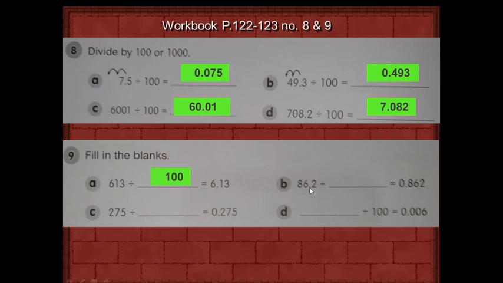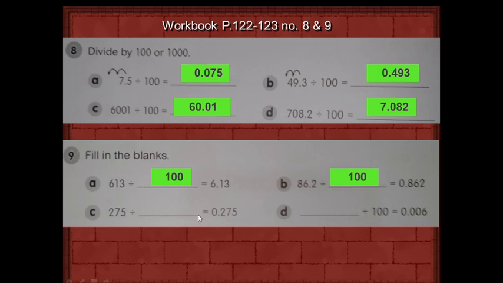Next, 86.2 is divided by what number equals 0.862? Before that, the decimal point is between 6 and 2. Now in the answer it is between 0 and 8. So that means the decimal point is moving until before number 8. How many times? 1, 2. So it is divided by 100.